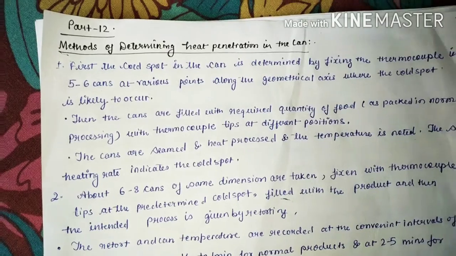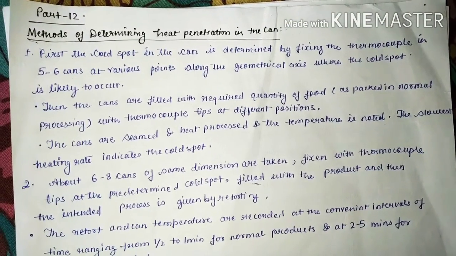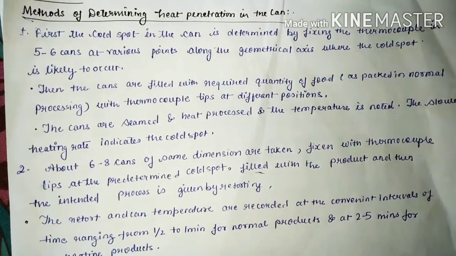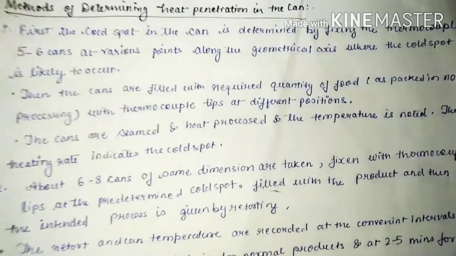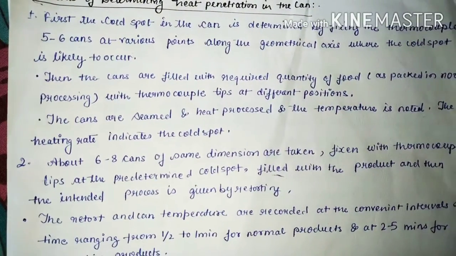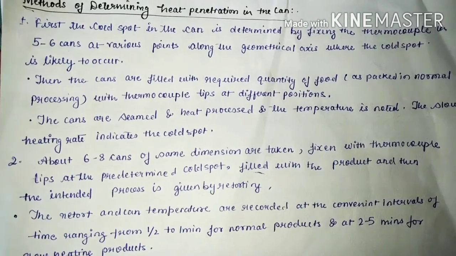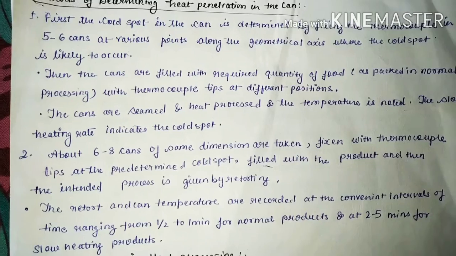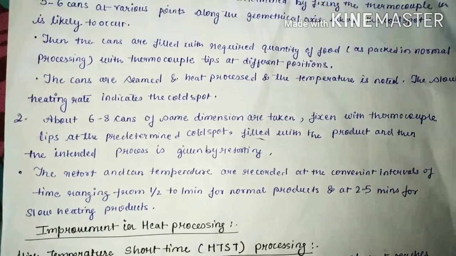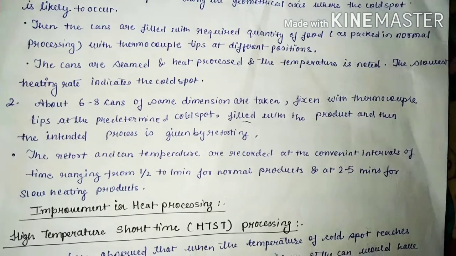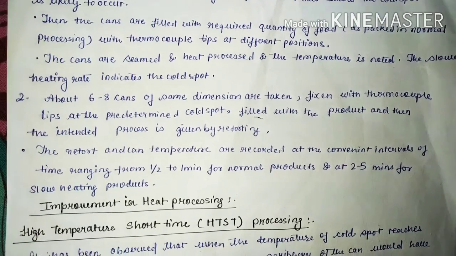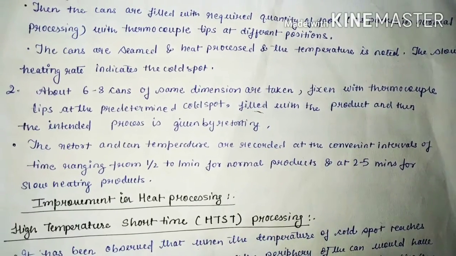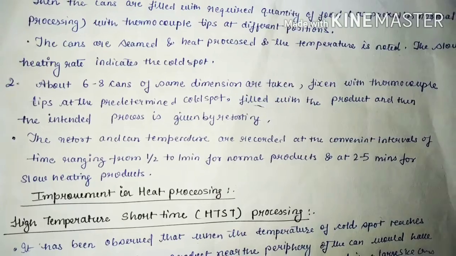First, the cold spot in the can is determined by fixing the thermocouple in 5 to 6 cans at various points along the geometrical axis where the cold spot is likely to occur. Then the cans are filled with the required quantity of food as packed in normal processing, with thermocouple tips at different positions. The cans are seamed and heat processed and the temperature is noted. The slowest heating rate indicates the cold spot. It means the cold spot is the region where the heating rate is slow.